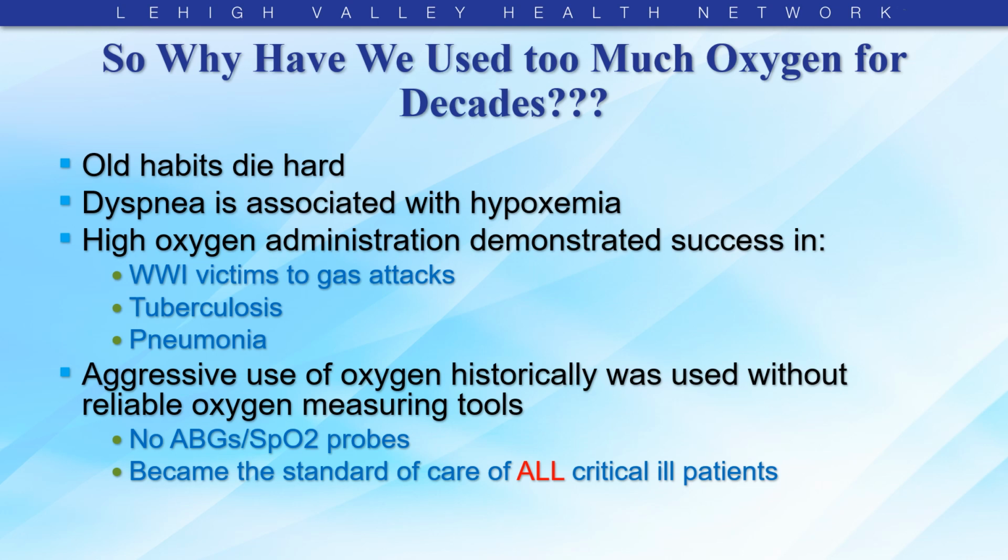So again, there's a lot of literature out there that says oxygen is important, but with the aggressive use of oxygen historically, there were really no measuring tools. Patients were just put on oxygen. Some of them got better, others died, but we really don't know why, because we didn't have ABGs or SpO2 probes, and it basically became the standard for all critical patients. It just became one of those things that this is what we do, and those things are very hard to change. Very, very hard to change.